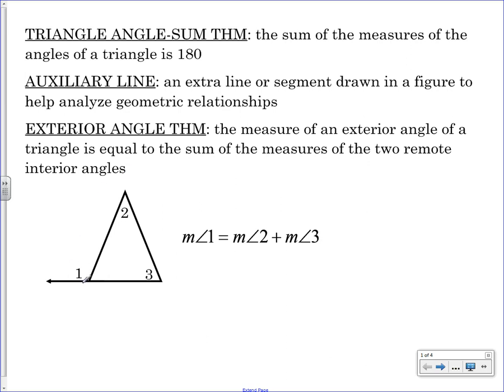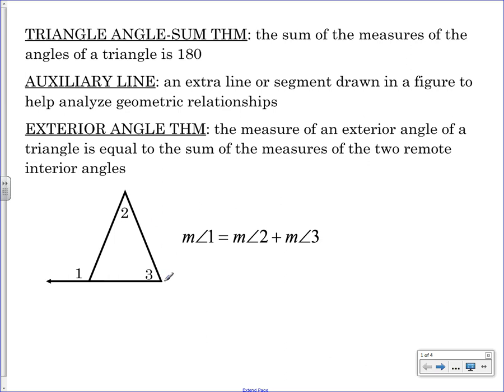Angle 1 would obviously be the exterior angle. It's on the outside of that triangle. Does everybody understand that? Okay. All three of these are interior. Does everybody understand that? Right? But these two are called the remote interior because they're not right next to angle 1, the exterior one. Those are called the remote interiors.